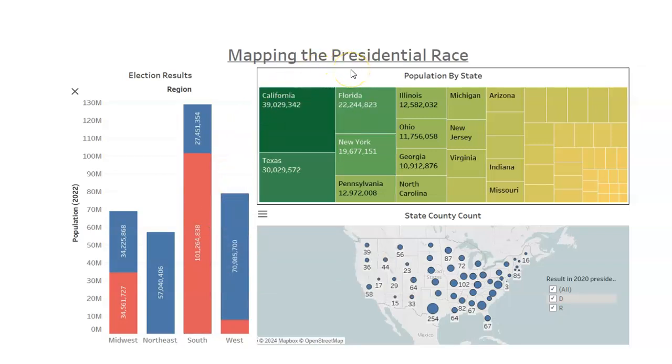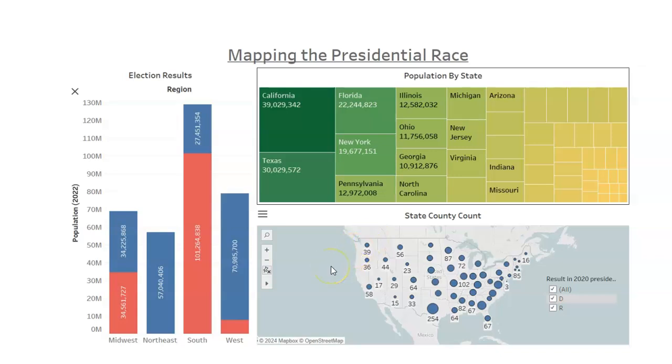And we have our population here by state. As we can see, California, which is obviously a West Coast state, leads the way with a little bit over 39 million. Then we have Texas, which is a red state. We're looking at a little bit over 30 million. Then we're looking at Florida, which is another red state, and then New York, which is a blue state, and the list goes on.